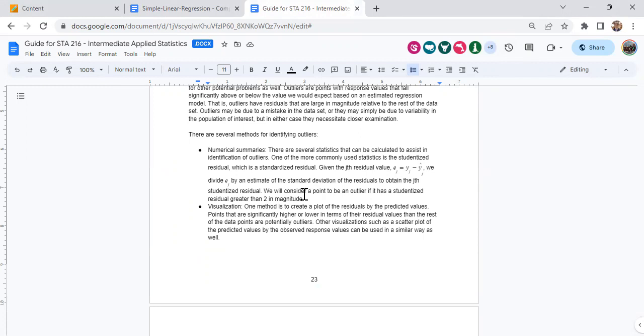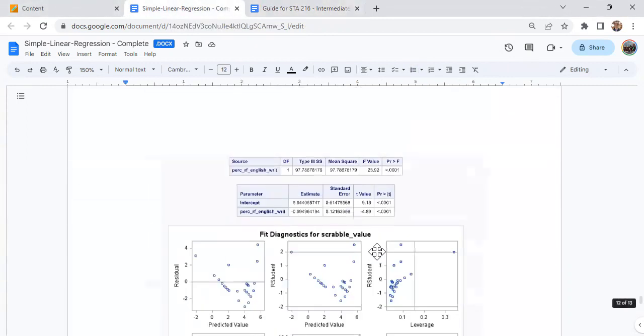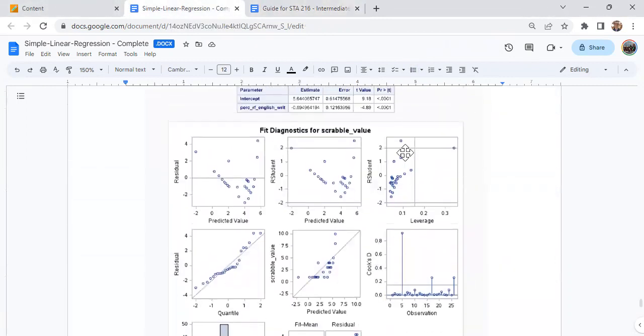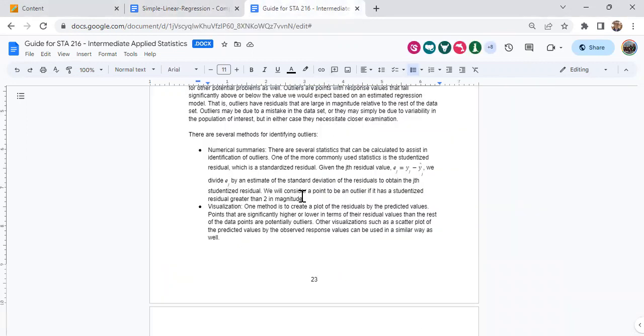So how far away from the trend of the rest of the points is far enough to consider a point an outlier? Well, that's a subjective thing, and there is not a consensus in the statistical community, I would say. But SAS, for example, draws the line at 2 for what we call the studentized residuals.